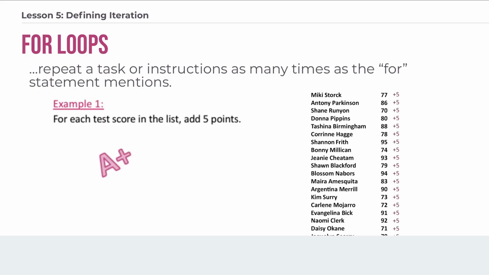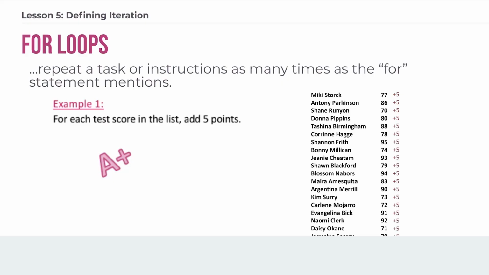So what you need to do is go back through that list of 20 test scores and for each test score in the list, add 5 points. Right? So that's an example of a for loop. So we repeat through, we go to test number 1 and we add 5 points. Then we go to test number 2 and we add 5 points, and test number 3, and so on and so forth, for as many tests as there are.